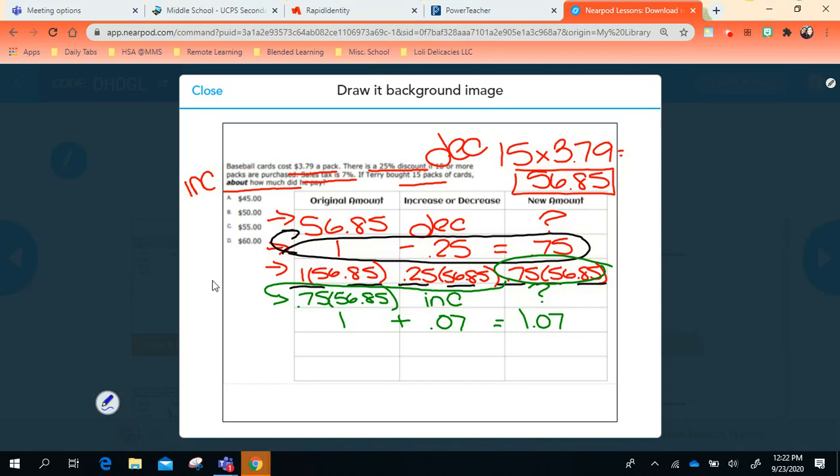Now, again, I'm taking my decimals and multiplying by the original. So I have 1 times 0.75 times 56.85.